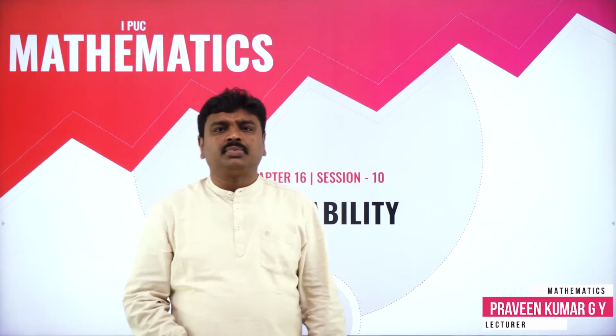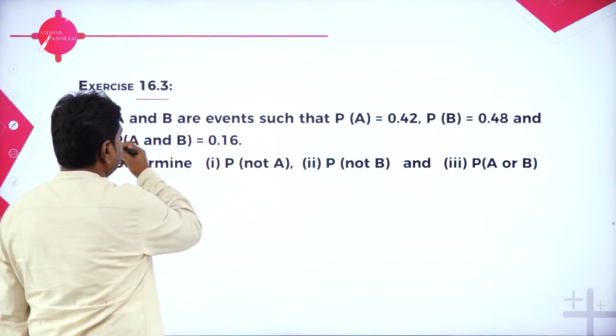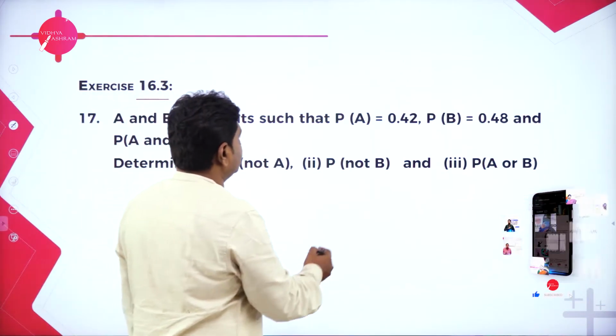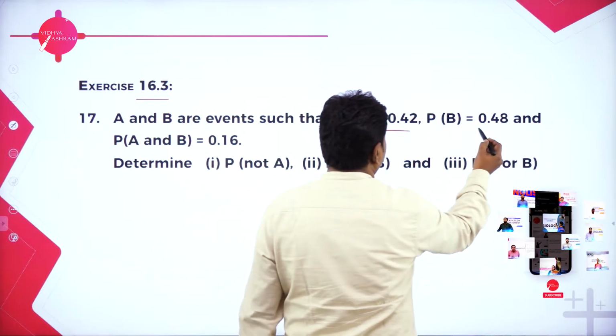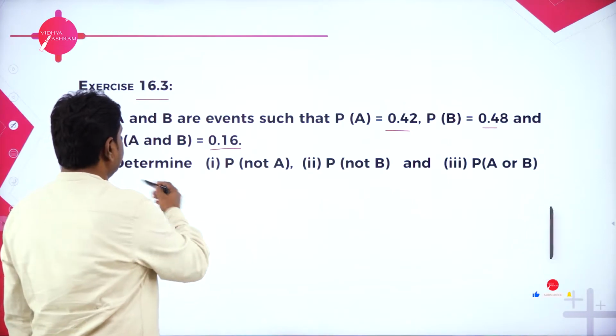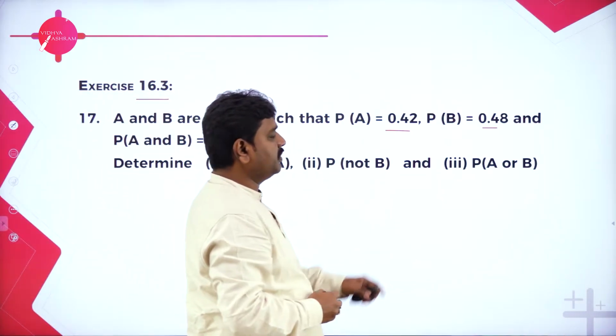Today we'll go ahead with the problems of probability, that is exercise 16.3, problem number 17. A and B are events such that P of A is 0.42, P of B is 0.48 and P of A and B is 0.16. Determine P of not A, P of not B, P of A or B.